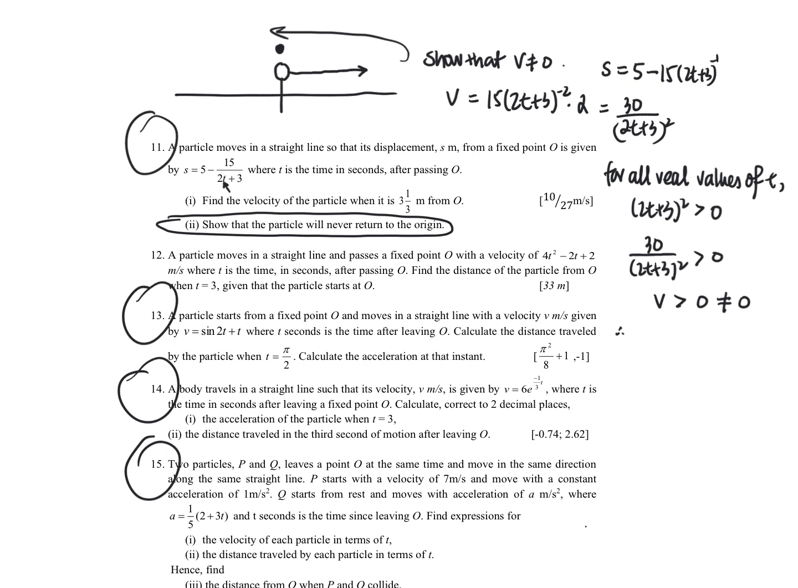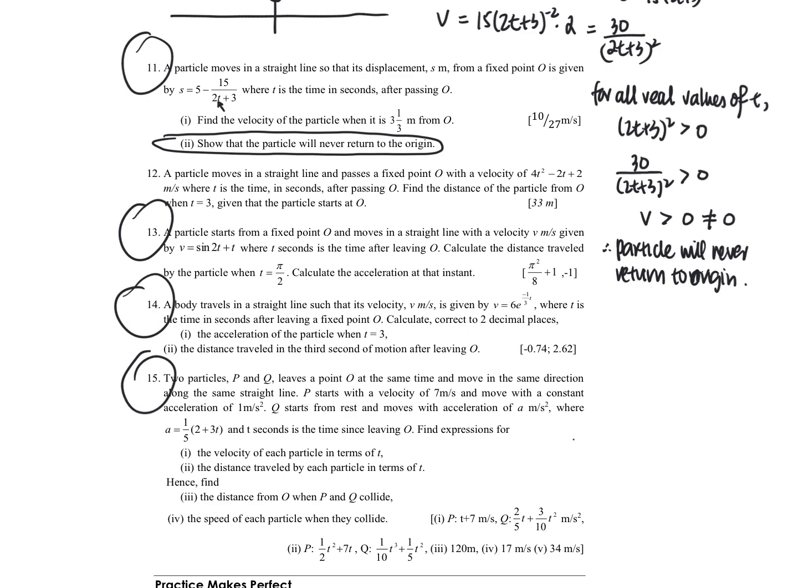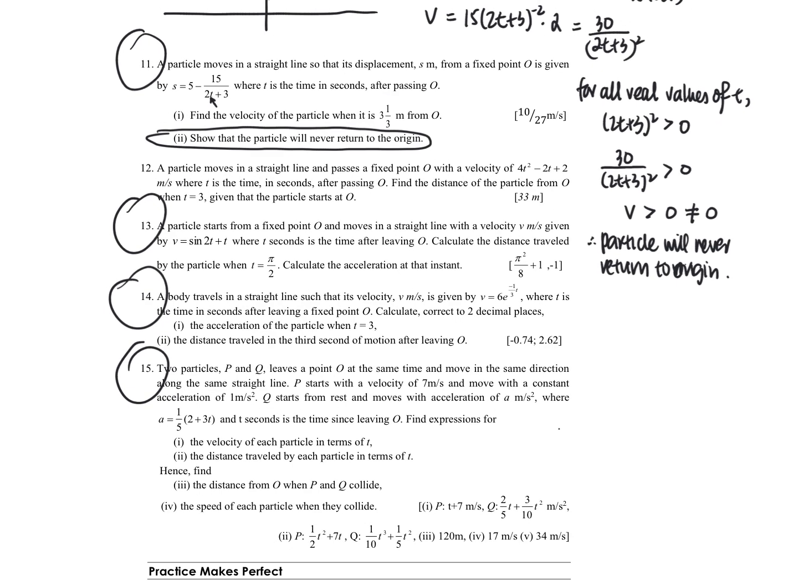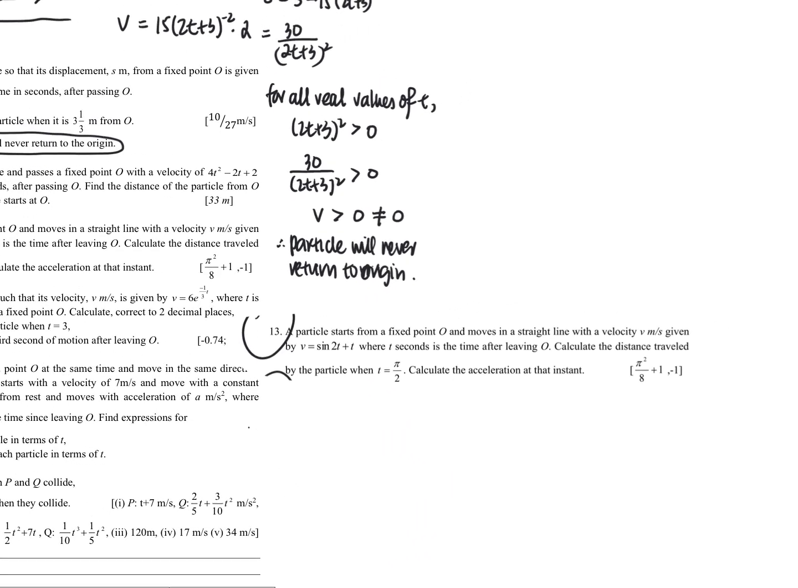Okay, so therefore, the particle will never return to origin. So this is the only part that I think you will need more help with. Let's look at question 13 because got sine. Then you're scared. Why? What's wrong with 13? If they need you to differentiate, you differentiate. Okay, we look at 13.